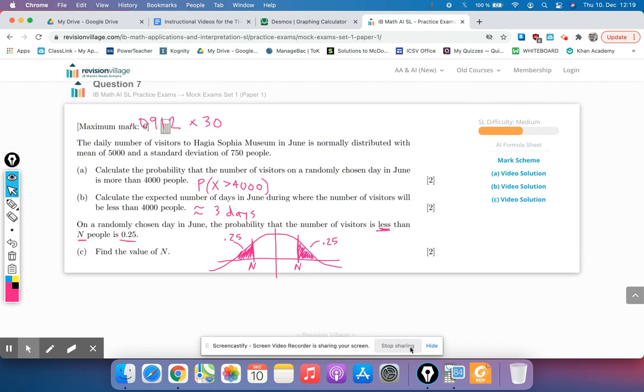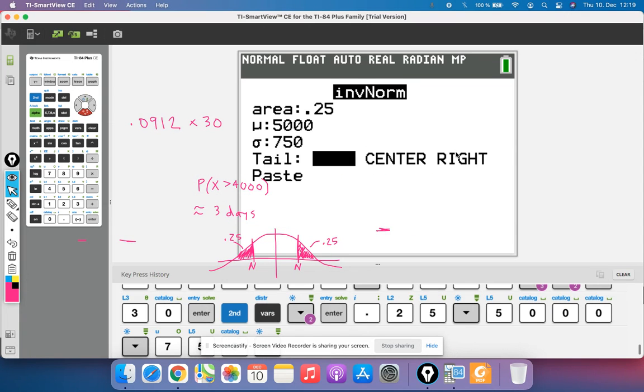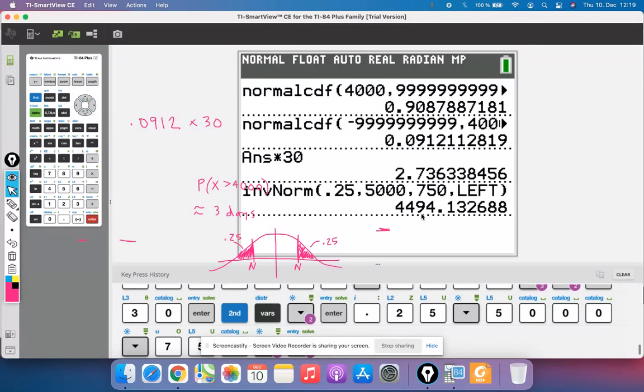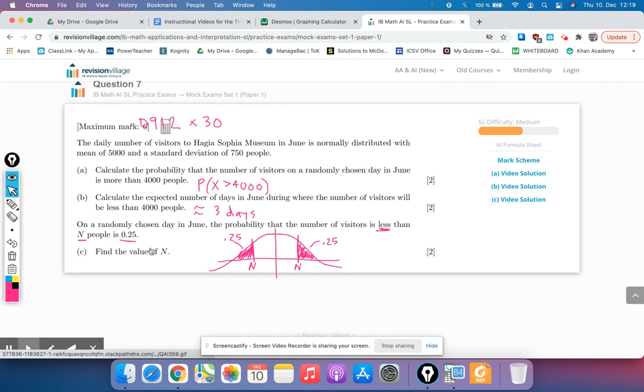If it was the situation on the right where it said greater than, then we would want to change this to be right. So now I'm going to paste, enter, and I get 4494. So that's the number of people. It represents the number of visitors.